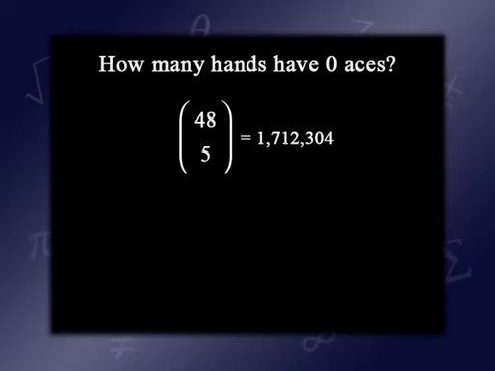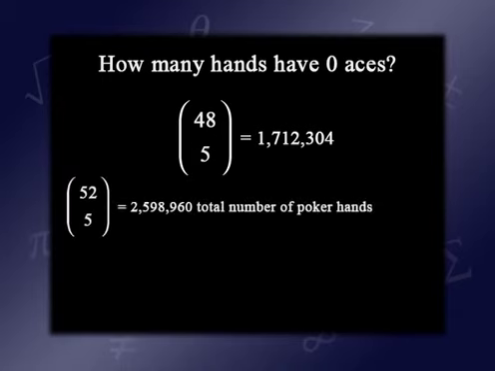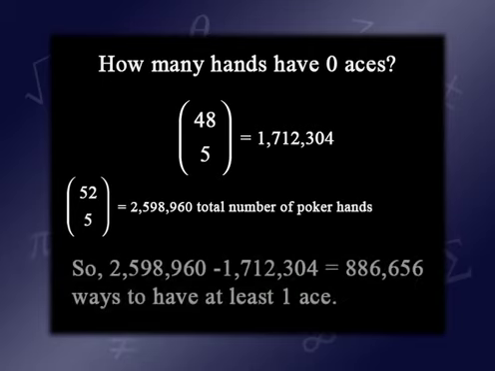1,712,304. Once you have that, we can then say, if those are the number of hands that have 0 aces, then when I subtract that from the 2,598,960 possible poker hands, we're left with the exact same number as we had before, 886,656.